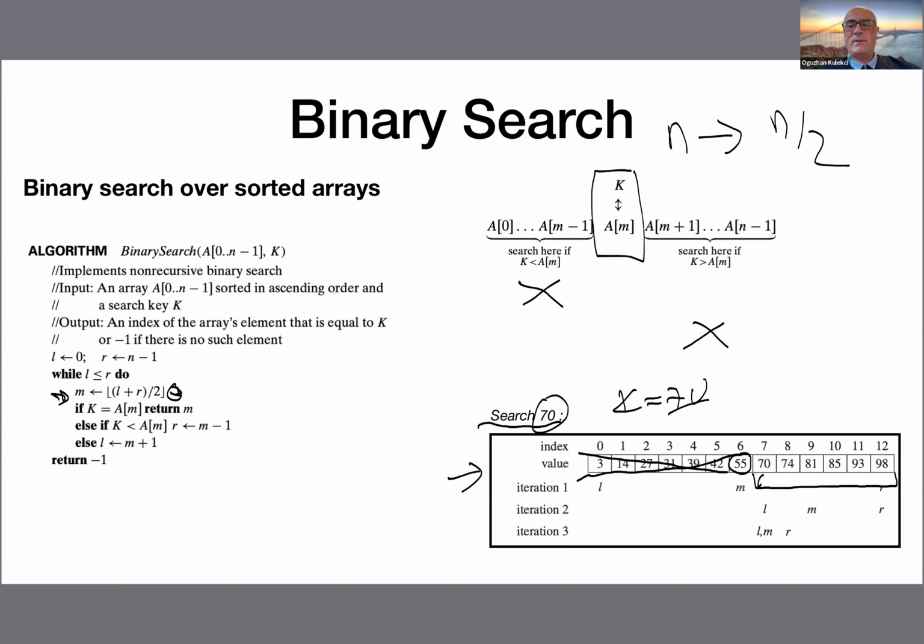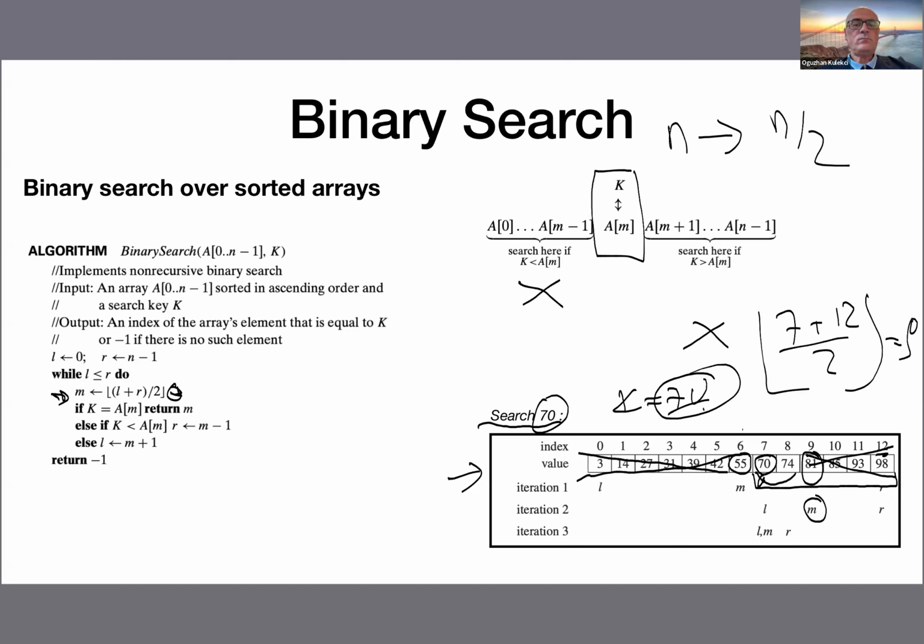Now my left index is 7, my right index is 12, and I would like to find the middle. So 7 plus 12 divided by 2 gives you the middle element as 9. Now I will compare 81 with 70. It turns out that my key is less than that amount, so it cannot be here. Good. Now I am left with this part, so the middle element becomes that one, and I check it and I find it.